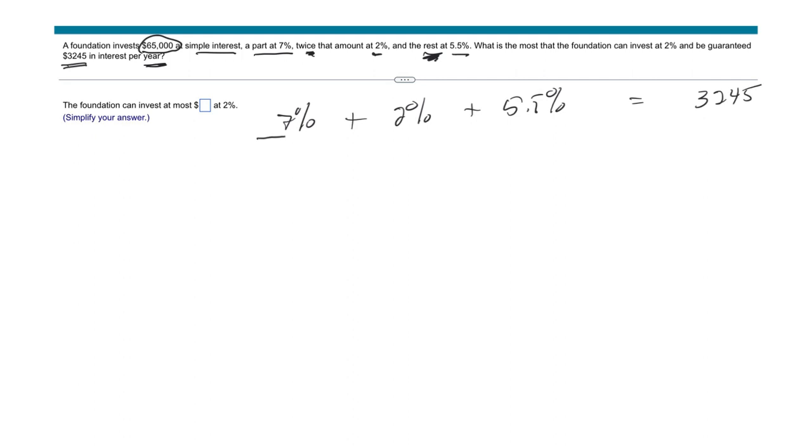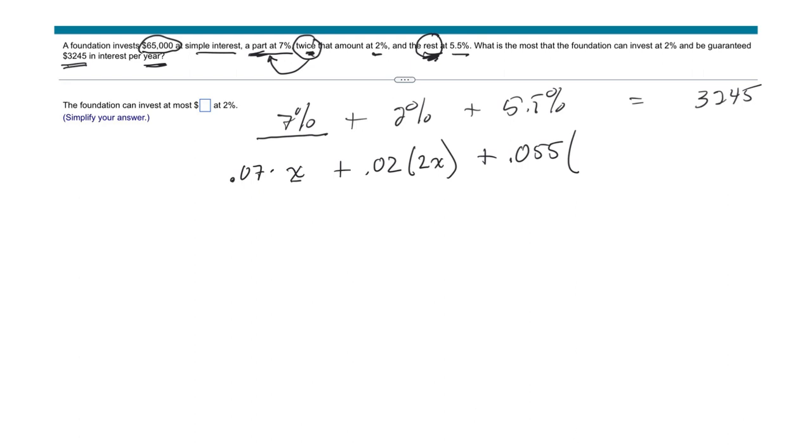Now, to figure out how much you get from each investment, you take and you multiply the interest by how much you put in at that amount. So this first one will be 0.07 times, they just say a part, so I don't know how much that is. Let's just call it X. Plus 0.02, and then they say twice as much as you put in at 7%. So if you put in X, then this would be 2X. Plus 0.055 times, they say the rest of the amount.